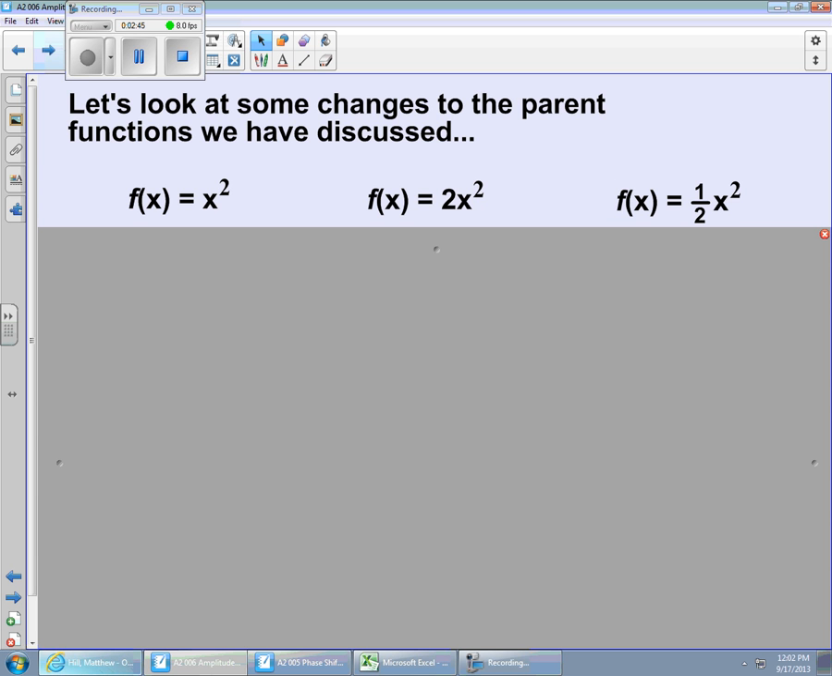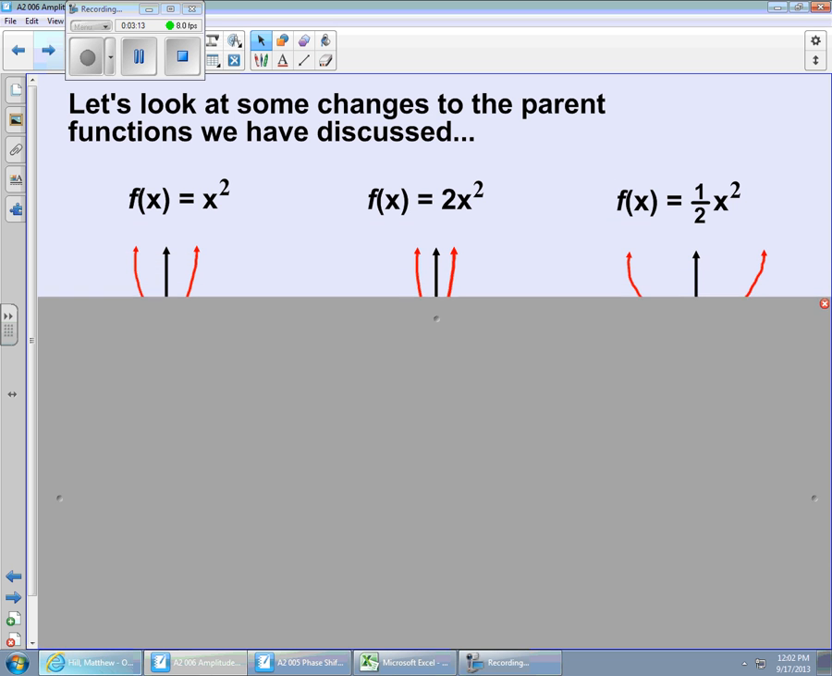Okay, but when we look at the other two, look at what we see. The one in the middle, f of x equals 2x squared. And the one on the right-hand side, 1/2 of x squared. When we change the coefficient in front of the independent variable, what that is going to do is it's either going to speed up the graph, causing it to go off to infinity faster, or it's going to slow down the graph, causing it to take longer to go off to infinity.